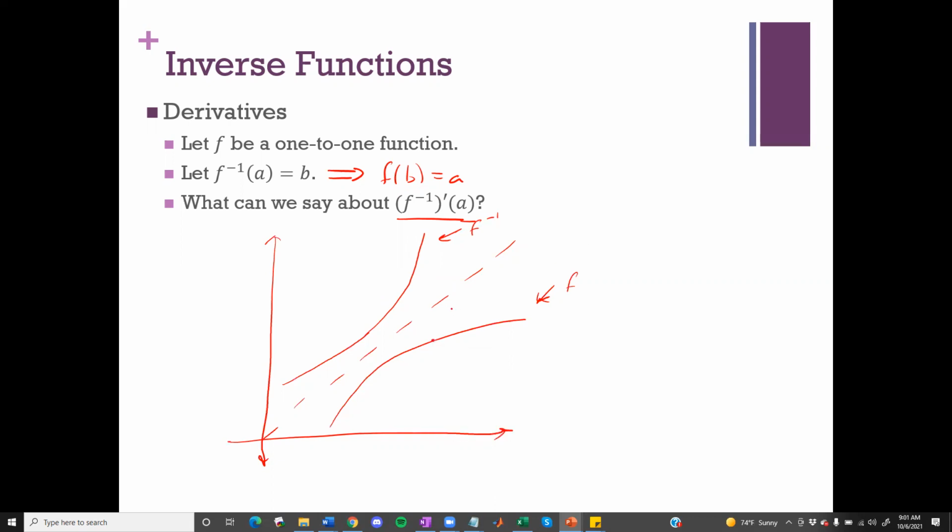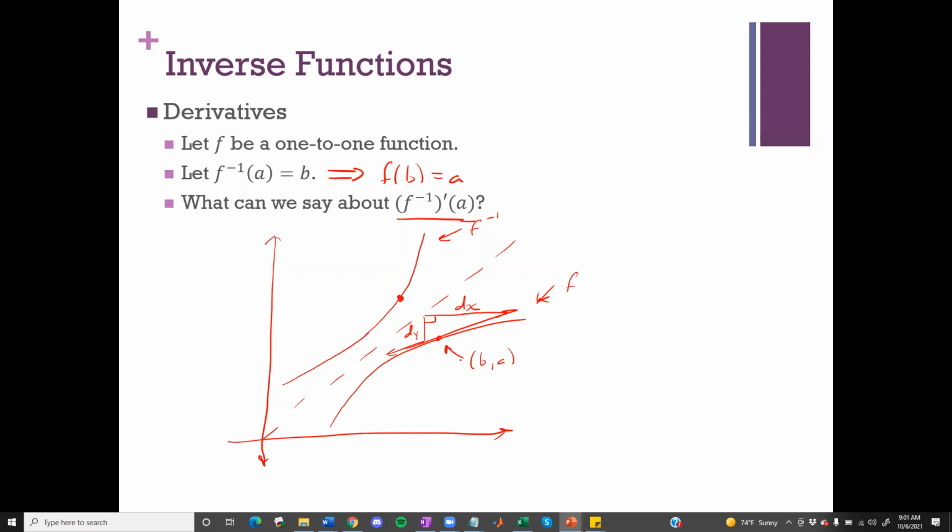Let's let this point right here be (B, A). And I've drawn a tangent line to it. So let's represent the slope of that tangent line with this right triangle. We'll call this change in vertical displacement dy and this horizontal one dx.